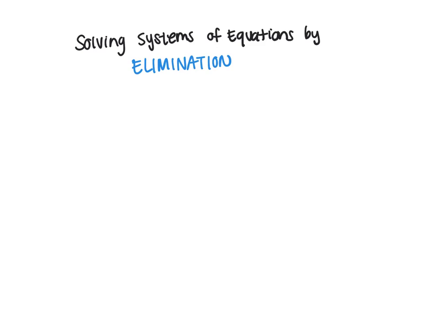Okay, so our third method of learning how to solve systems of linear equations is elimination. The idea here is that you can manipulate the equations to cancel things out. So for example, say we have the equations x plus y equals 5 and x plus 2y equals 7.